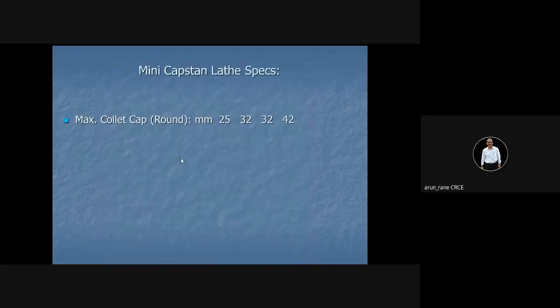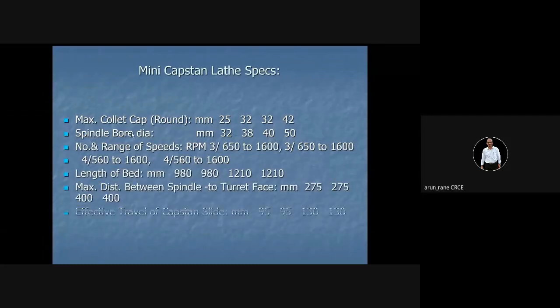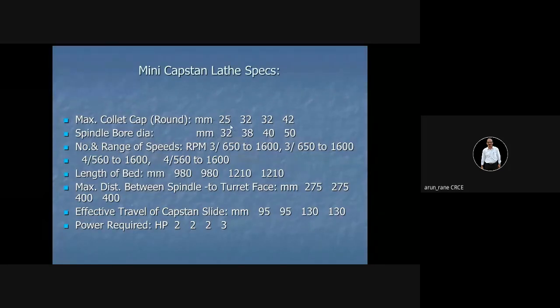These are the specifications. I have been telling you that a question can come: what are the different specifications of the machine? So, what are the different specifications of a capstan lathe? What is the maximum collet capacity? Means, from that collet, what is the maximum bar that can be passed? If somebody says I have a 25 capstan lathe, it means a 25 mm bar will pass. 32 means a 32 mm round bar will pass. 42 mm means a 42 mm round bar will pass.